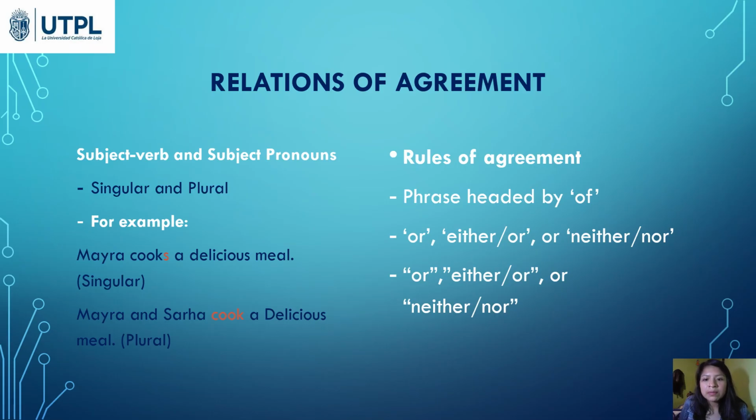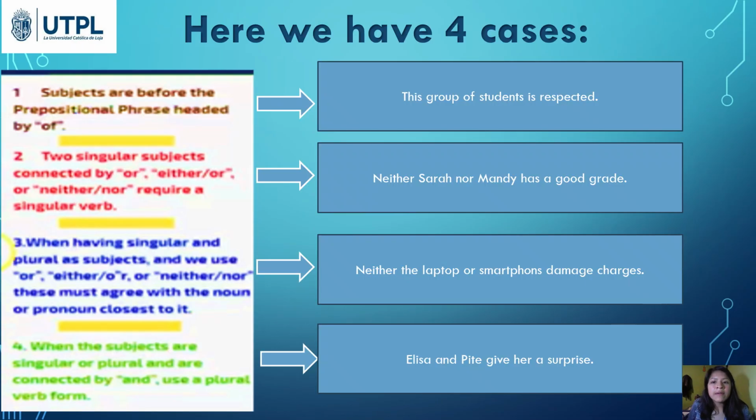Rules of agreement. Phrases headed by of, or either...or, neither...nor. Here we have 4 cases. For example, subjects are before the prepositional phrase headed by of. Here we have an example: this group of students is respected, or this group of teachers is respected.